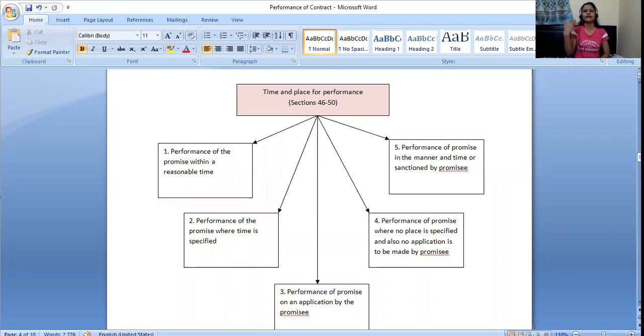If nothing is specified, you should ask for it. If it is to be done on demand, then you should be available at the place so that you can perform it whenever it is demanded. In case a time frame is mentioned but time is not, it should be during reasonable or usual hours of that time frame. If time is not mentioned at all, it should be performed within a reasonable time. So is this part clear? Place and time for performance of contract.